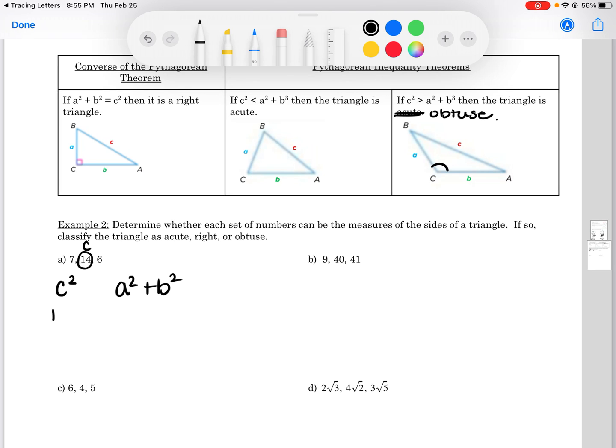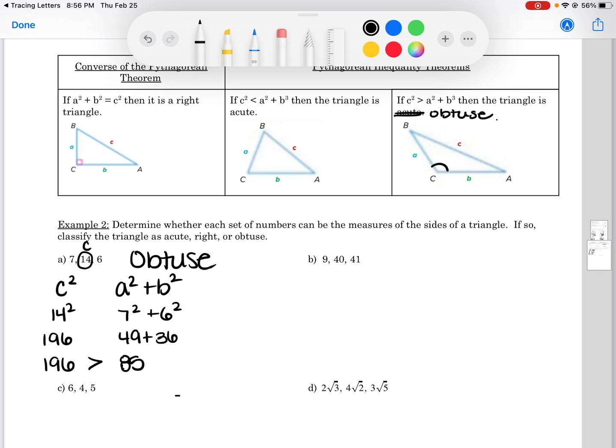So C squared, that's 14 squared. Over here we have 7 squared plus 6 squared. All right, 14 squared is 196. Here we have 49 plus 36. So we have 196. 49 plus 36 is 85. So it's clear that C squared is larger. That tells me that we have an obtuse triangle. And that's really just by the rules up top there.